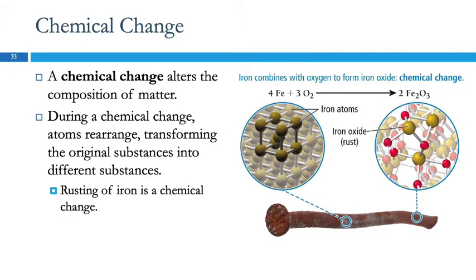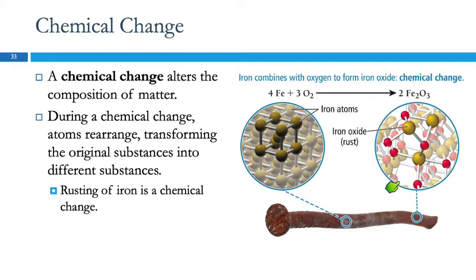In a chemical change, the atoms or molecules do change. And so in a chemical change, the original substance gets destroyed and a new substance is formed. The example here is the rusting of iron. So here we have an iron nail, and the iron itself is just iron atoms arranged in a nice little pattern here. When the iron rusts, it combines with oxygen to form iron oxide, which is rust.